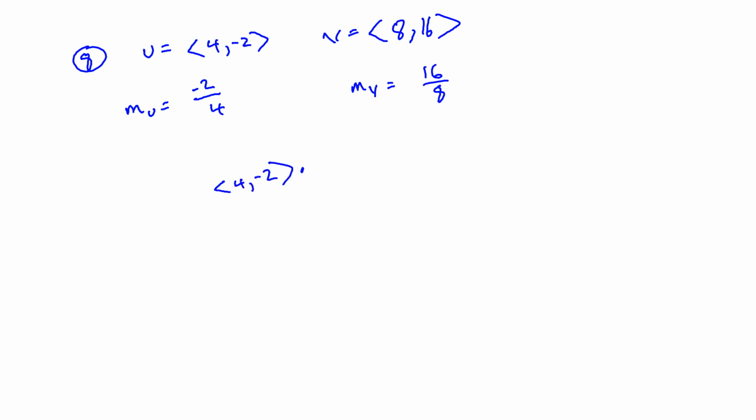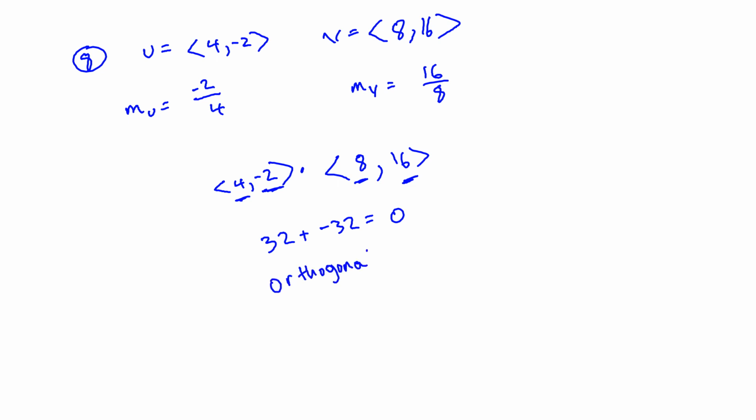It has to equal 0, right? And the dot product has to equal 0. So what's 4 times 8? 32. And what's -2 times 16? -32. We add that, that's going to be 0. So the dot product is 0. We're going to say that this is perpendicular, which we can also say orthogonal. All right, you guys okay with that? Yes, sir.